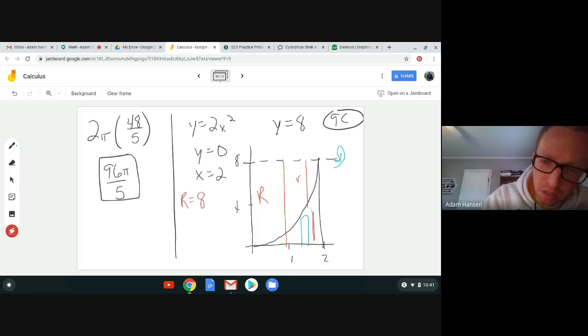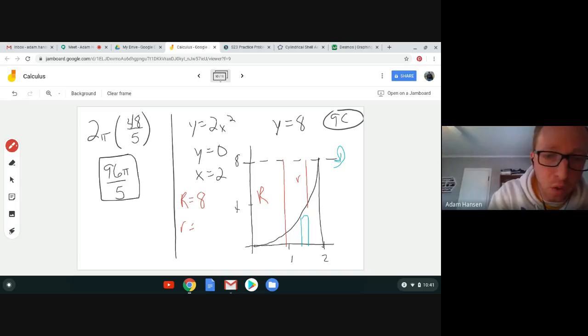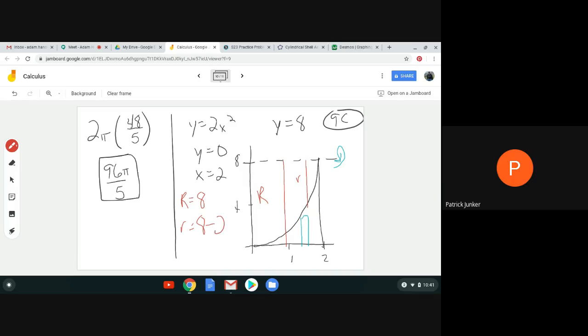This equation gives us 2x squared. I want the part above it, so that would be 8 minus 2x squared. Patrick, does that look okay since this was your question? Yep. Okay.